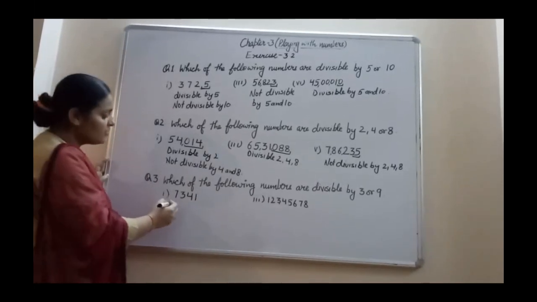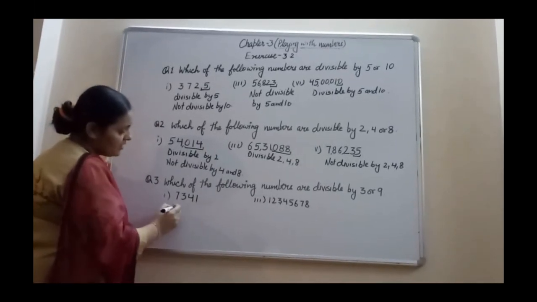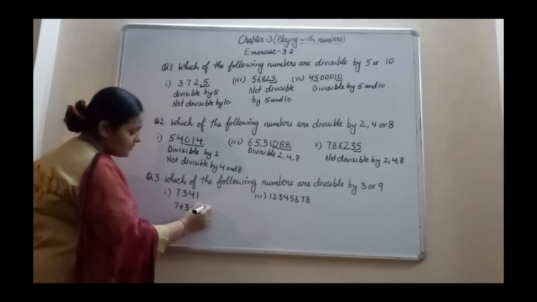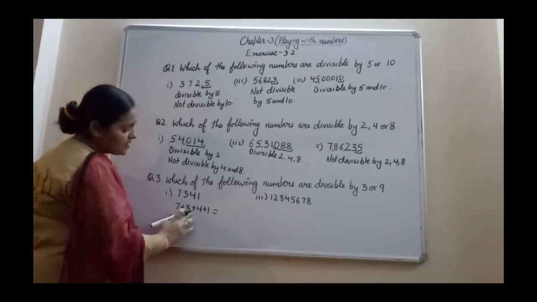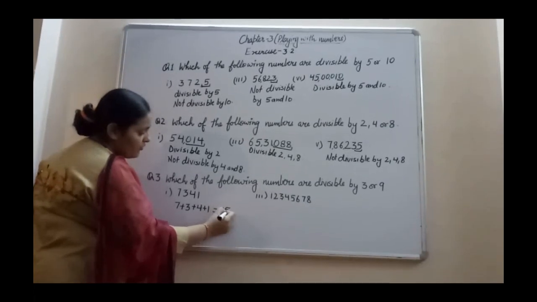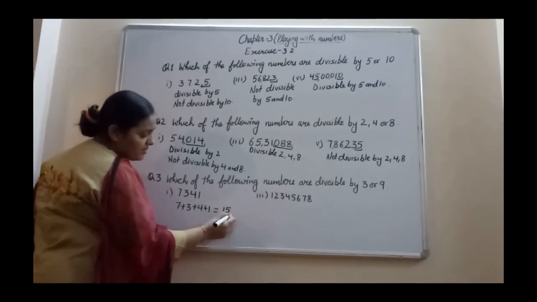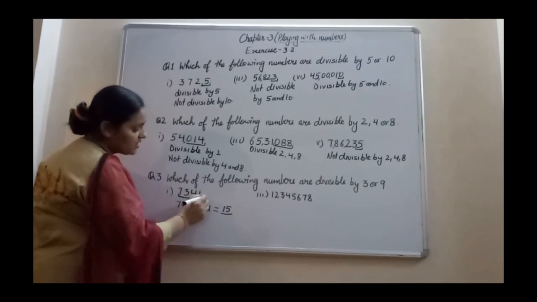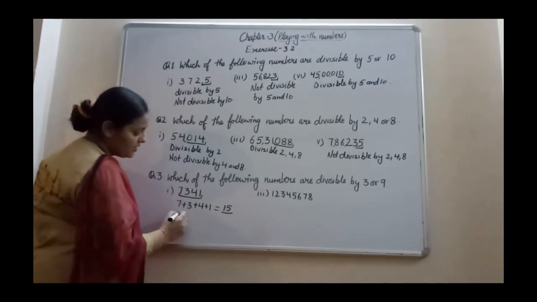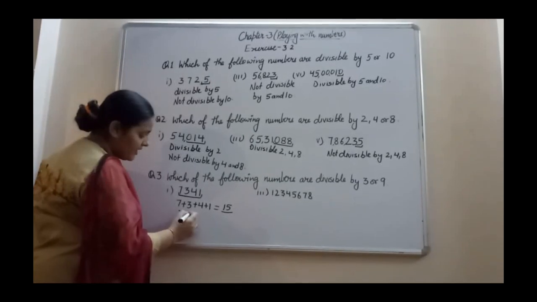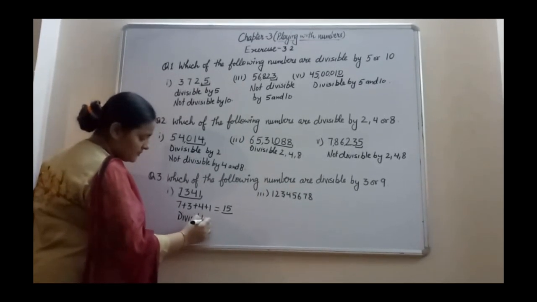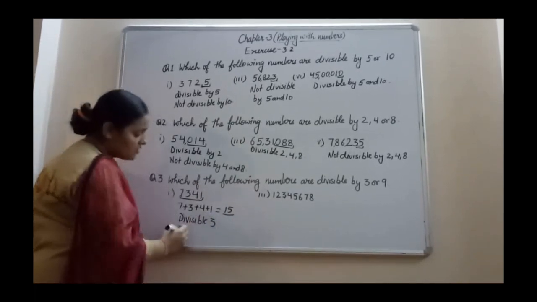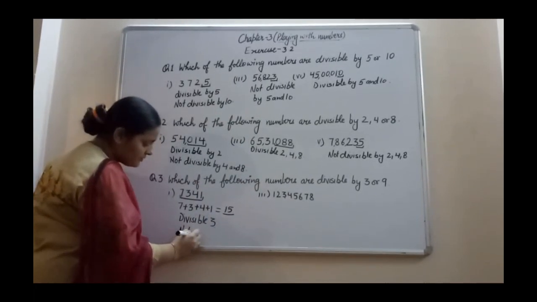So let's do it for the given number. So first we are going to do the sum of all the digits. So 7 plus 3 plus 4 plus 1. So what we'll get? 10 plus 4, 15. So we can clearly see that 15 is divisible by 3. So this number, that is 7,341, is divisible by 3. But 15 is not divisible by 9. So this number is not divisible by 9.